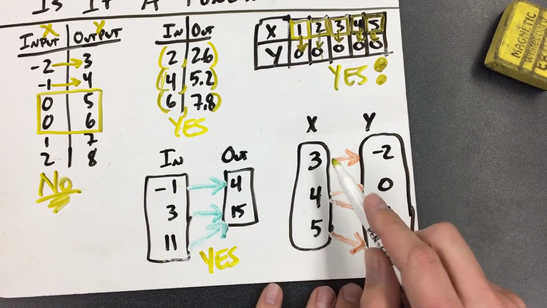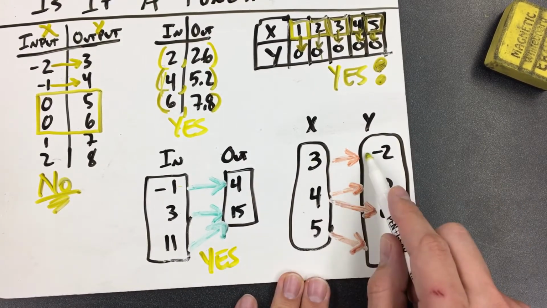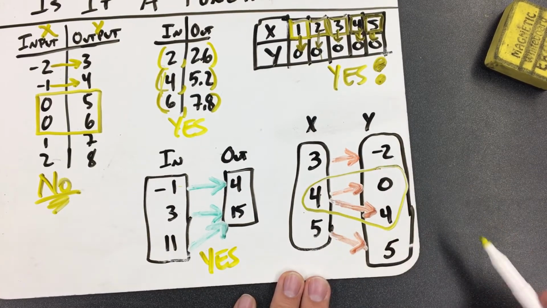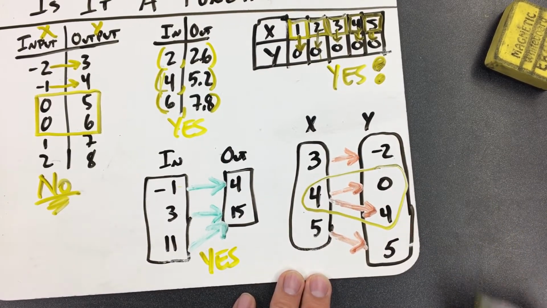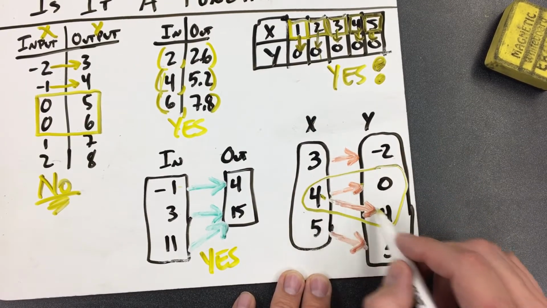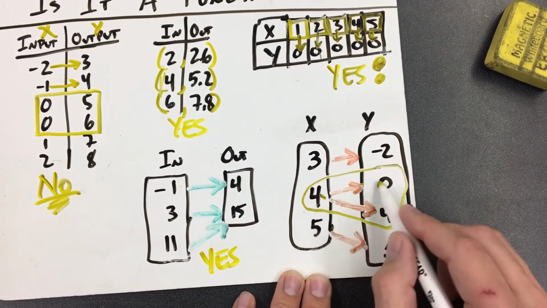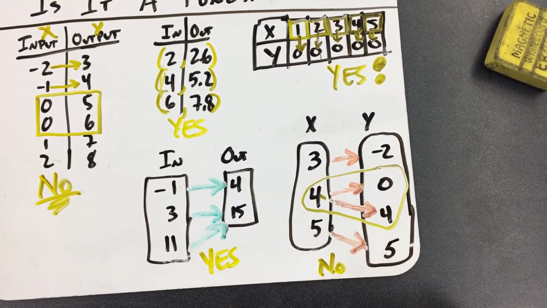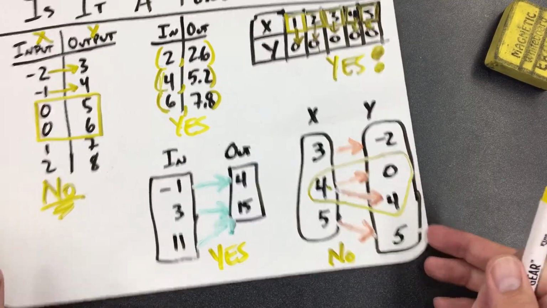Look at a situation like this. The 3 pairs up with one answer. Look at right, here's our problem. Right there, you see how the number 4 has 2 different arrows shooting off of it? This input has 2 different outputs. The 4 goes with 0, the 4 goes with 4. So this is not a function. Okay, there's the difference.